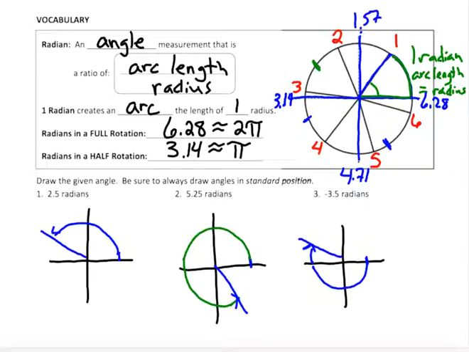Sometimes you might have radian angles that are more than 6.28. Then you're just looking at how much further past 6.28 you're going. You can go either direction, positive or negative, and look at how many radius lengths you're traveling.